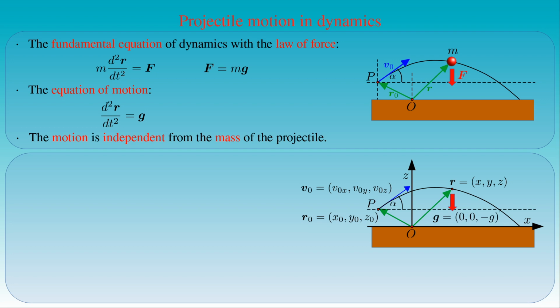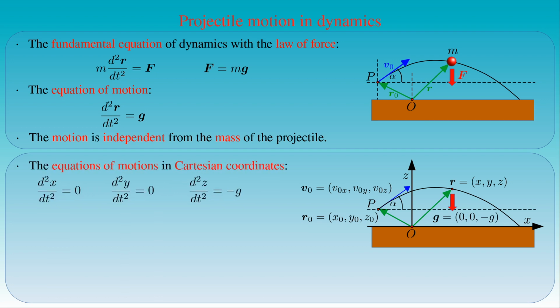As a result, the equations of motion of the point mass state that the second-order derivative of the x and y coordinates of its instantaneous position with respect to the time t vanish, whereas the second-order derivative of the z-coordinate with respect to the time t is equal to minus the magnitude g.